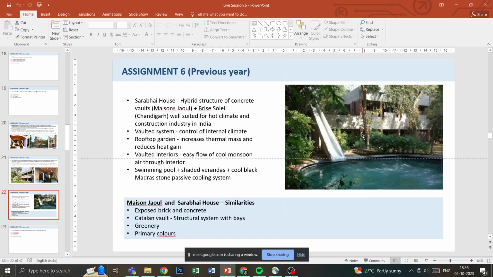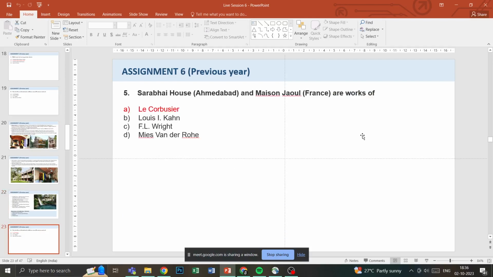And then swimming pool and shaded verandas are also given, which are good examples of passive cooling systems in this house. What are the similarities between Maison Raoul and Sarabhai House? The use of exposed brick and concrete, use of Catalan vault, structural system with bays, use of greenery, and use of primary colors in the interiors. So our answer is Le Corbusier. Sarabhai House, Ahmedabad, and Maison Raoul, both are works of Le Corbusier.